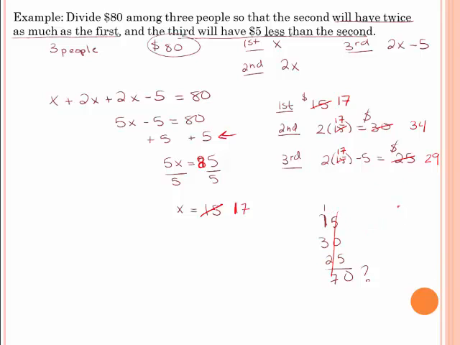So when I check them, 9 and 4 is 13, plus 7 is 20, 4, 7, 8, 80. So my first person has 17. My second has 34. And my third has 29.